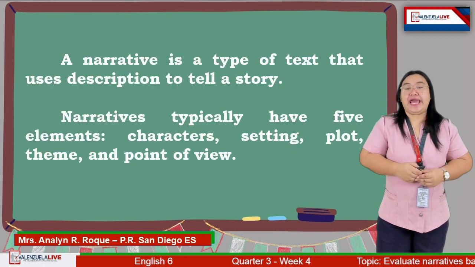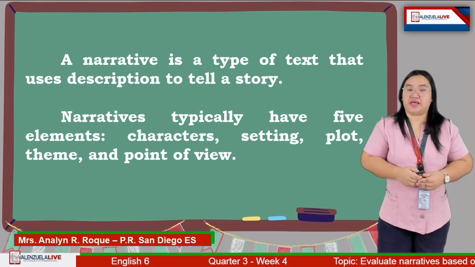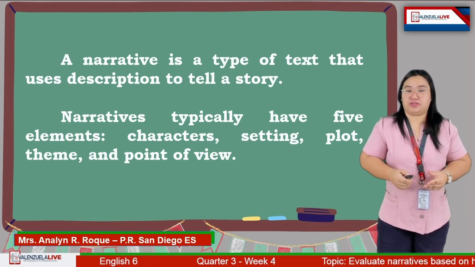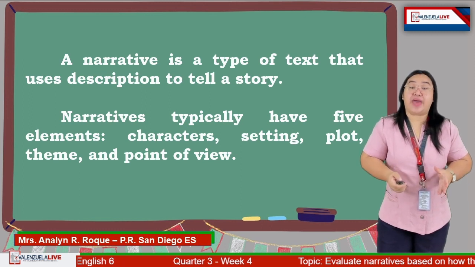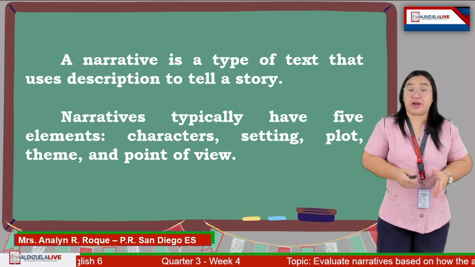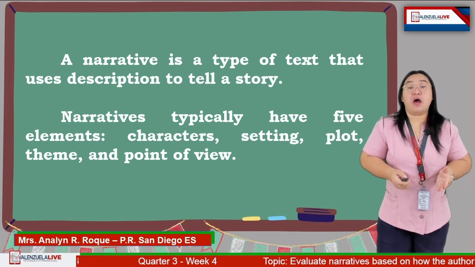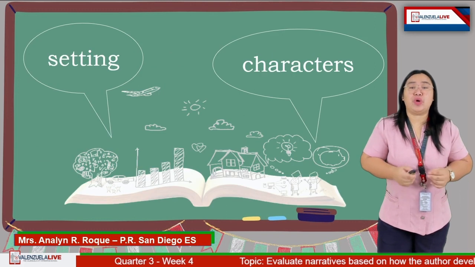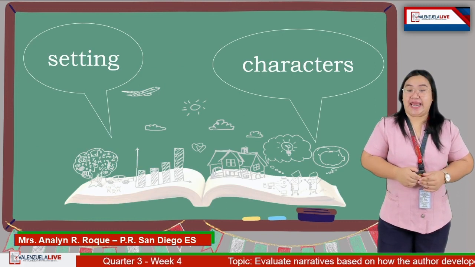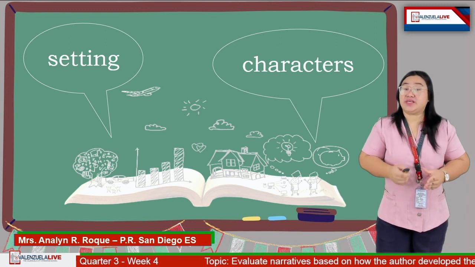So, a narrative, based on our previous lesson, is a type of text that uses description to tell a story. Narratives typically have 5 elements, and these are characters, setting, plot, theme, and point of view. Today, we're going to focus on two elements, which are the setting and the characters. Let's start first with the setting.